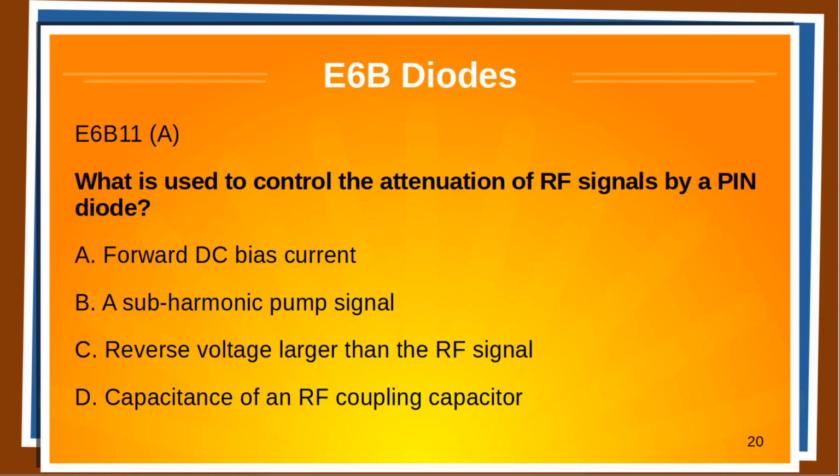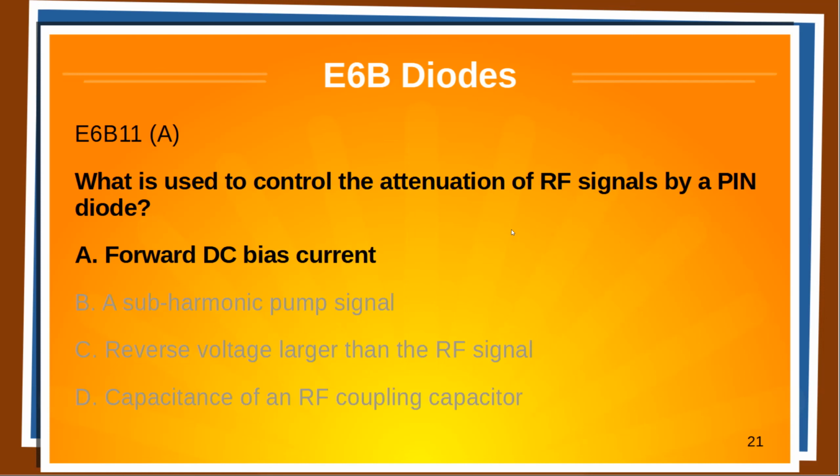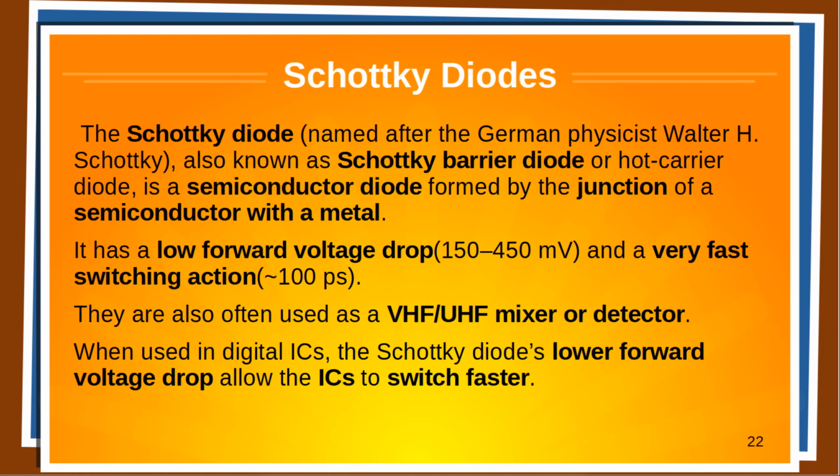So what is used to control attenuation of RF signals by a PIN diode? Bias current that controls the effective resistance or attenuation. It was inversely proportional.